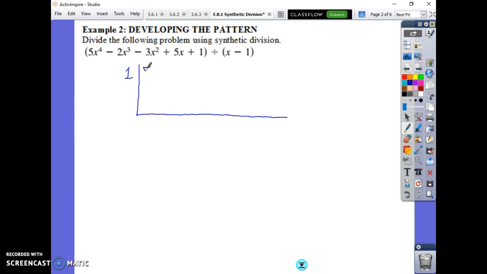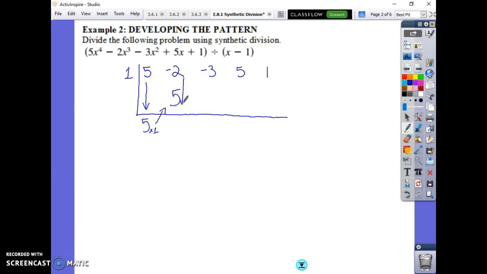So the first coefficient is a 5, the next coefficient is a negative 2, the next coefficient is a negative 3, the next one is a 5, and the last one is a 1. Notice I gave myself space in here because you want to be able to do this synthetic division. Okay, so the pattern that occurs to do synthetic division is you bring down the 5, so you put the 5 down here. You multiply this 5 by this 1, so you multiply times 1, and you put that number up here. So the 5 times 1 is 5.